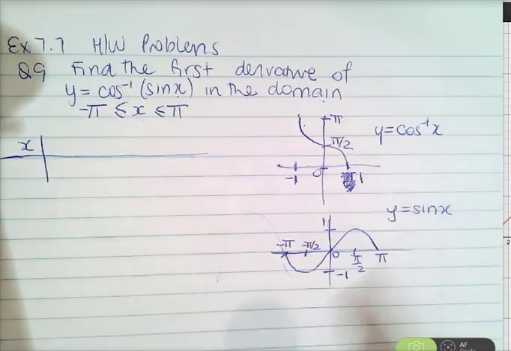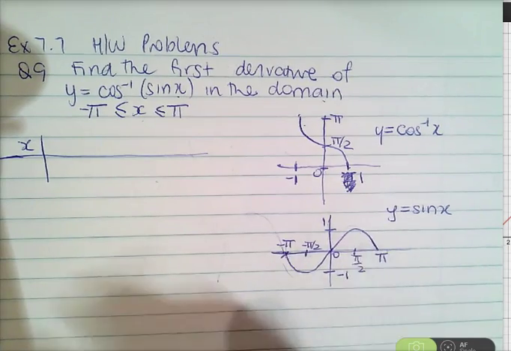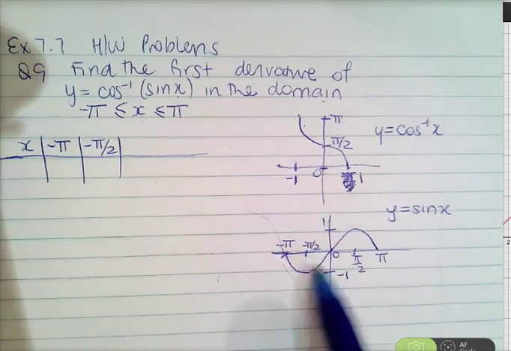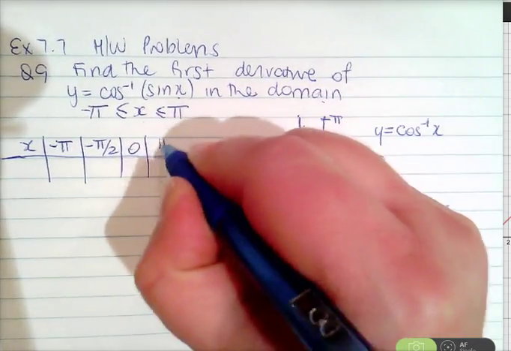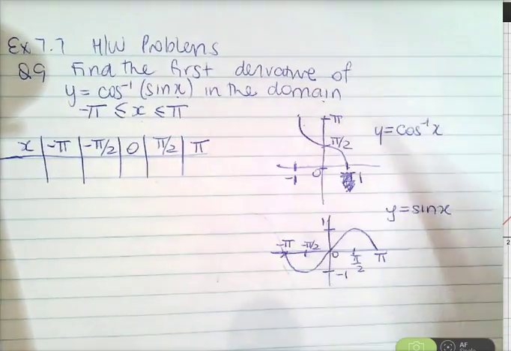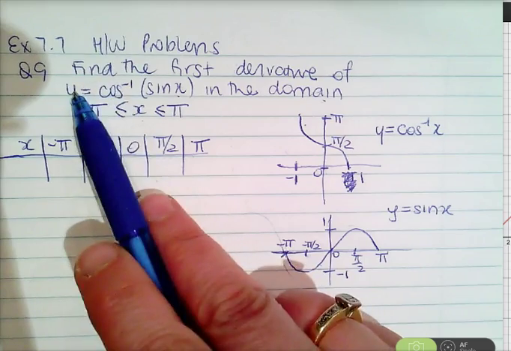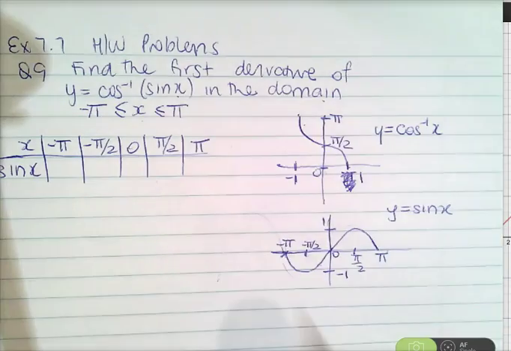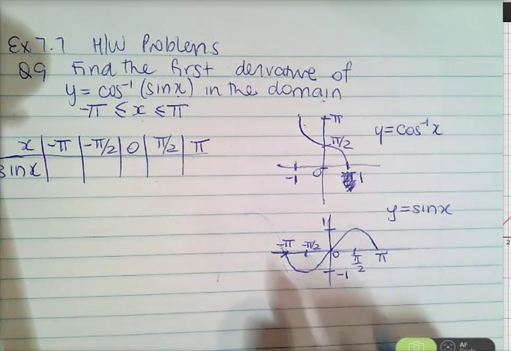So I'm going to go x values all the way from negative pi through to positive pi, going up by pi on 2. So if x is negative pi on 2, if x is 0, if x is pi on 2, and if x is pi. And I'm going to build this function y equals the inverse cos of sine of x. First, I'm just going to work out what the sine of x is. And I know that the sine of x is defined for all of these values here.